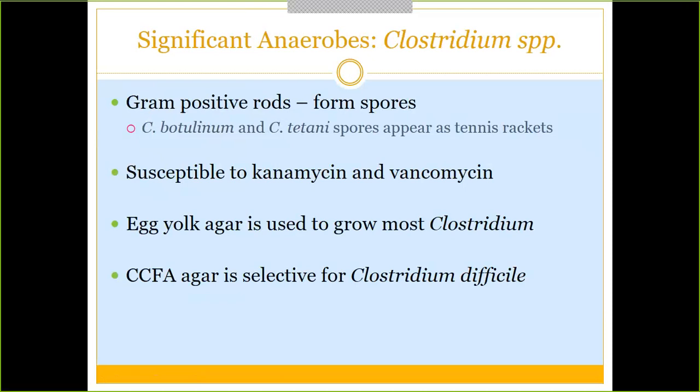So Clostridium are gram-positive rods, and they do form spores. The only other real gram-positive rod that forms spores that we have learned so far is Bacillus. So Bacillus is aerobic or facultative anaerobic, whereas Clostridium is anaerobic. Clostridium botulinum and Clostridium tetani, when they form spores, they tend to appear like tennis rackets.